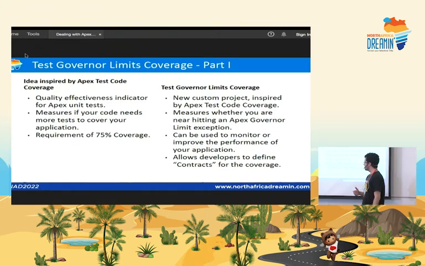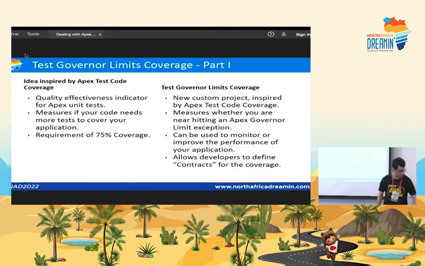So we have named this condition similar to the Apex test coverage, but in this case for the governor limits. This is a new custom project that is inspired by the standard one by Salesforce. It helps measure the governor limits of your environment. It can be used to monitor or improve the performance of your applications. It's based on the foundation that the developers will have to create a contract of how much of your governor limits you want to cover.